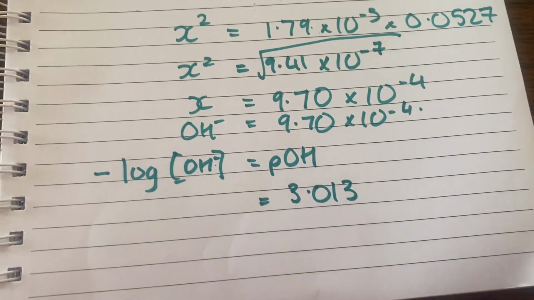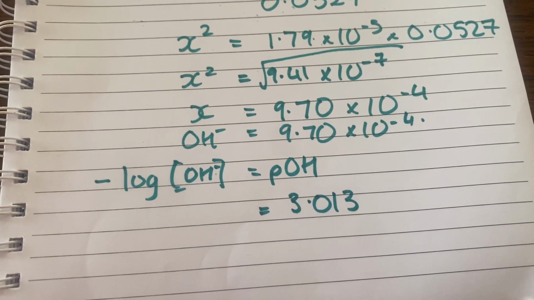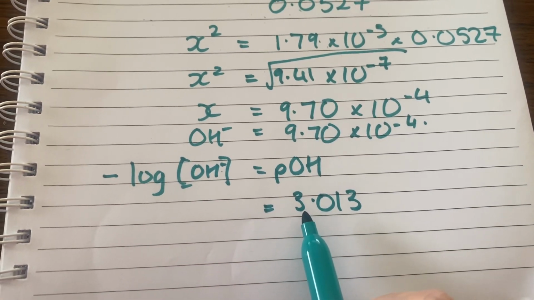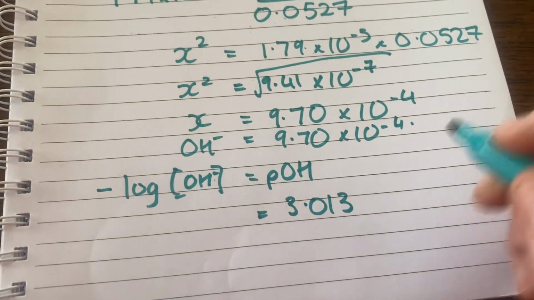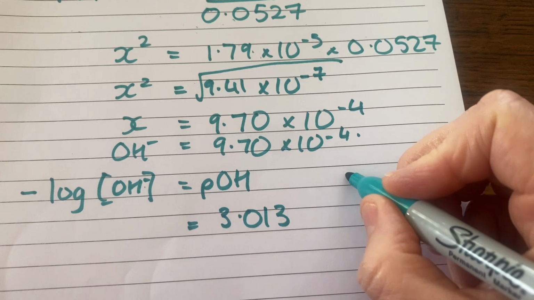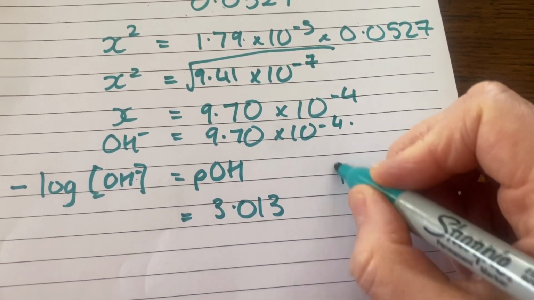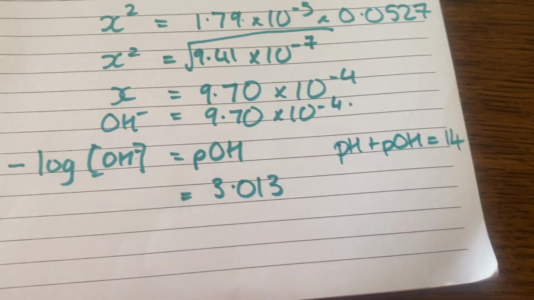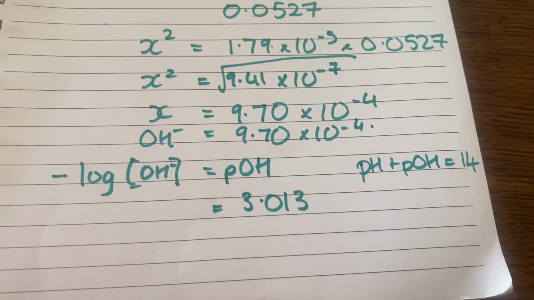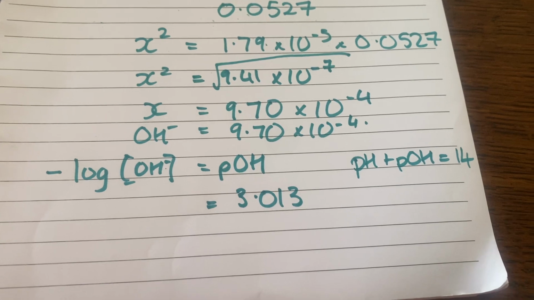3.01. Now, even if I made a mistake, I should look up and go, okay, that can't be the pH because it's a base. So the other relationship that I now need is that the pH plus the pOH equals 14. You might not have used this method before. I highly recommend it. It's a lot easier than the other one.